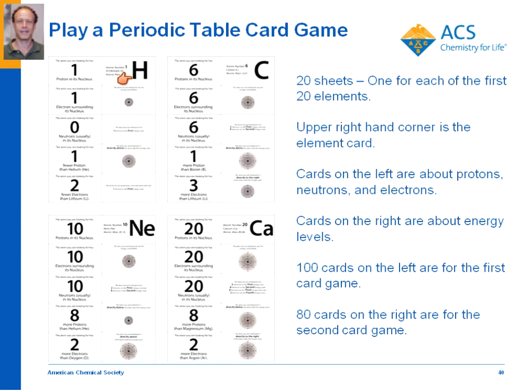We included in middleschoolchemistry.com 20 sheets of paper that are intended to be cut up and used to play 2 separate card games. So here are just some samples. This is hydrogen's card, or hydrogen sheet of paper, and we have one for carbon and neon and calcium. We have one for each of the first 20 elements of the periodic table. And on the left are cards that you would use for a card game about protons, neutrons, and electrons.